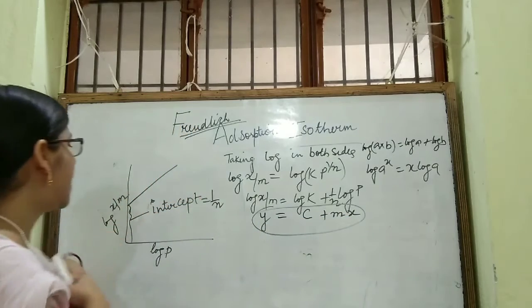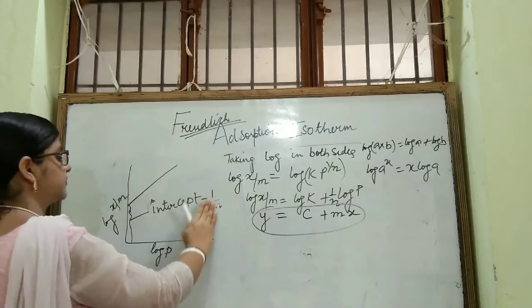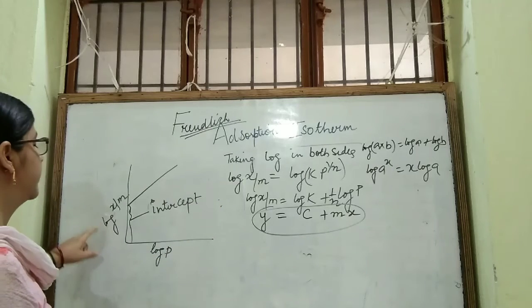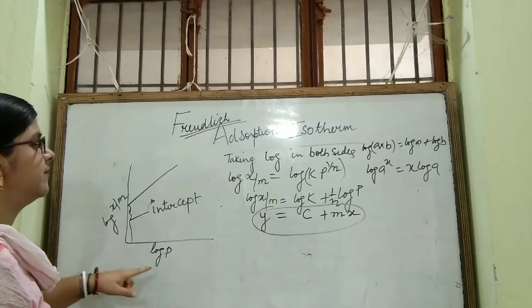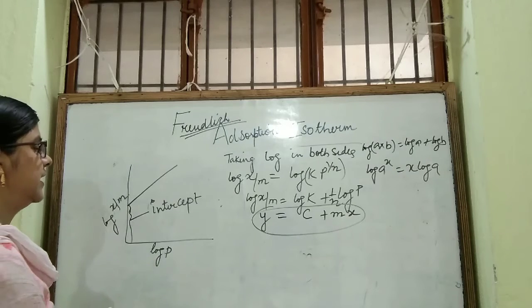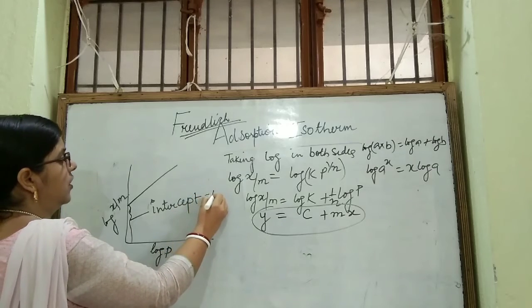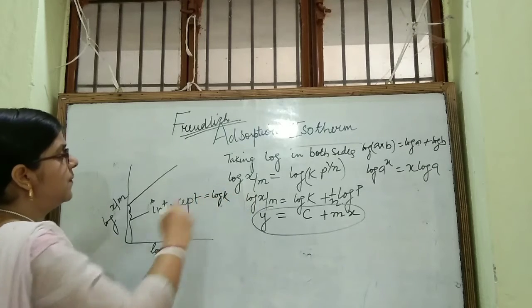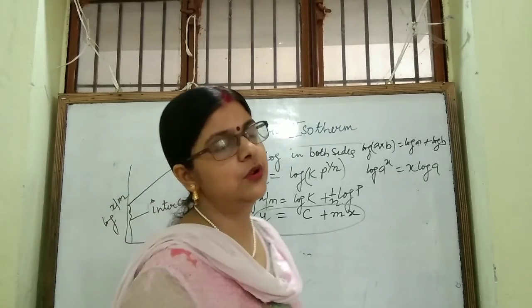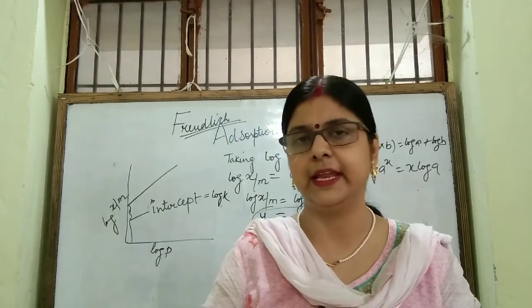So if you plot a graph between log x by m versus log p, then the intercept will be equal to log k and the slope will be equal to 1 by n.